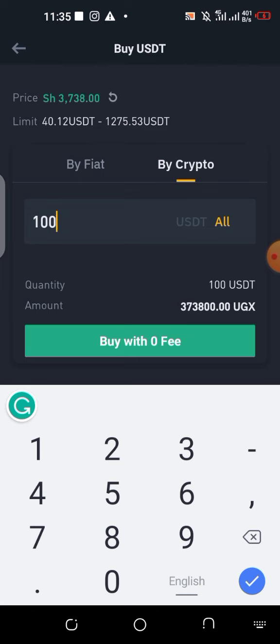Remember, there are no fees, and there will never be fees when you're trading P2P. Never pay higher than the amount stated while trading on P2P. No fees attached, no additional cost should be attached. If it is 100 USDT you're buying, it's worth 373,800, good to go. Buy that, pay that exact amount.